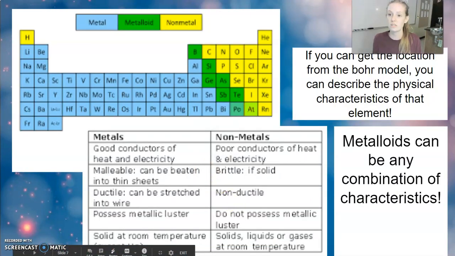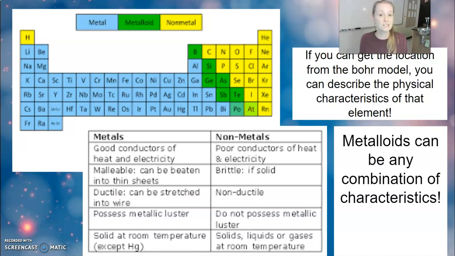Okay, so this is information learned in our most recent cycle. It is characteristics of metals, nonmetals, and metalloids. Metals are great conductors of heat and electricity. They're malleable, they can be stretched into wires without breaking, and they usually have a metallic luster or kind of a silvery color to them. Most of our metals are solid except for mercury, which is a liquid at room temperature.